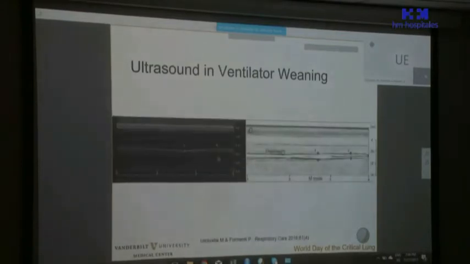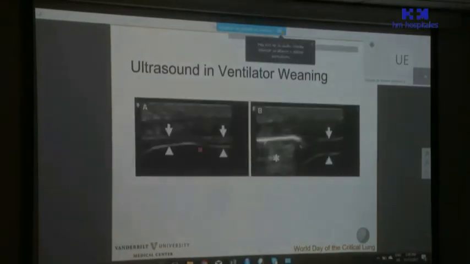And this is what we're looking at. Here's the ultrasound image, and this is the cartoon picture where you would look at end inspiration and end expiration, and that's where you take these measures. Here is an ultrasound image comparing a patient who doesn't have a significant difference in thickening versus a patient who has a significant difference in thickening.